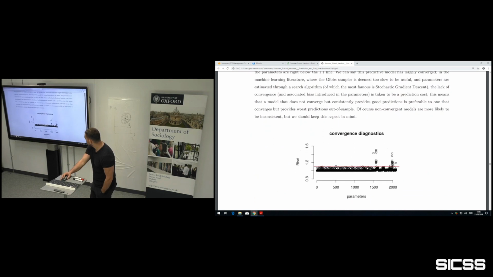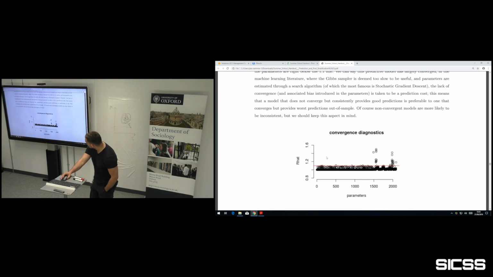Gelman-Rubin statistics is shown here. So notice that some parameters, these guys here, are having a hard time to converge, but actually they're very close to 1.1, which means that if we run a few more iterations, they will probably converge.